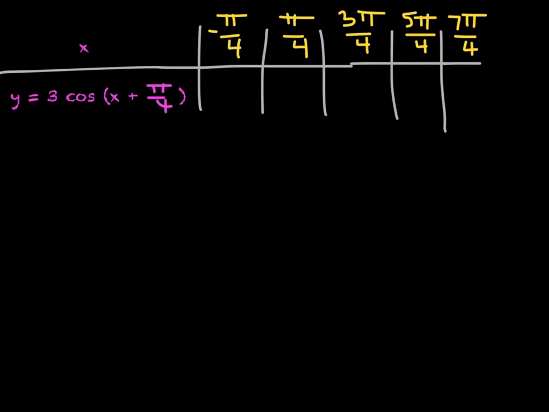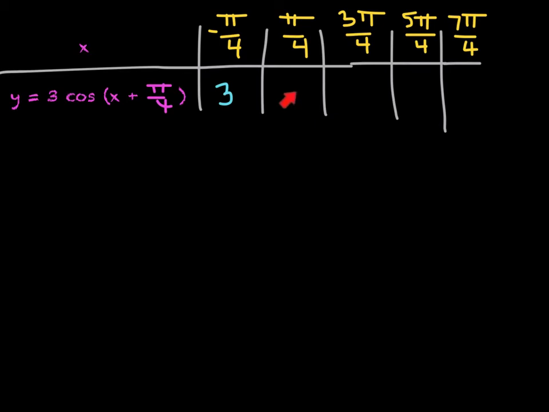We have our table here set up. When I plug in negative pi over 4, the argument becomes 0, and cosine of 0 is 1, and 3 times 1 is 3. It seems like we're starting here at a maximum. I expect the next thing to be an x-intercept.